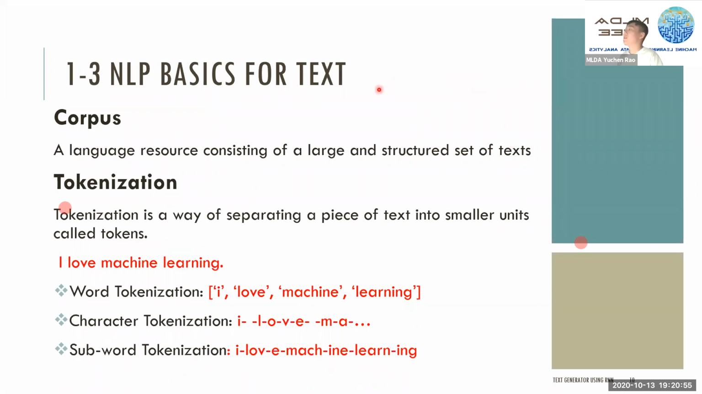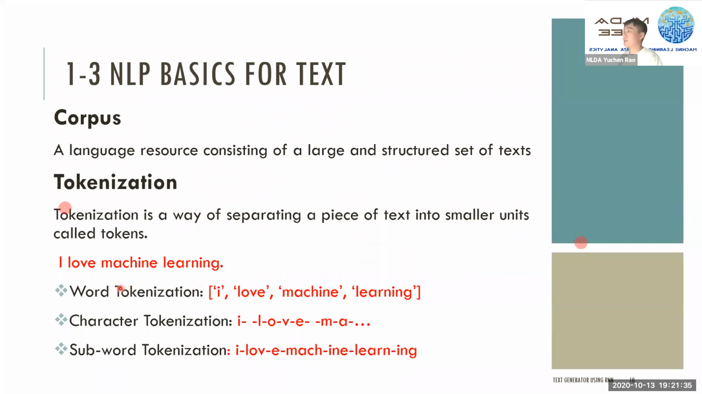Before we officially enter into RNN, we will cover some NLP basics for text. The first one is corpus, which is a language resource consisting of a large and structured set of text. So how do we make our text into a structured set? Here we must introduce a very important definition, tokenization, which is the way of separating a piece of text into smaller units called tokens.